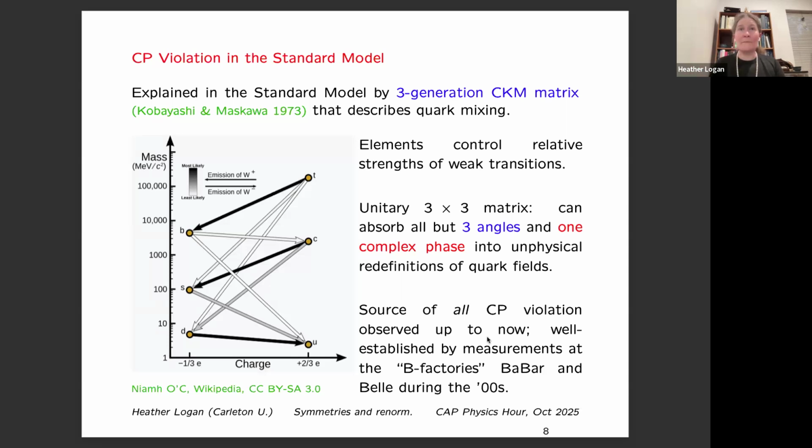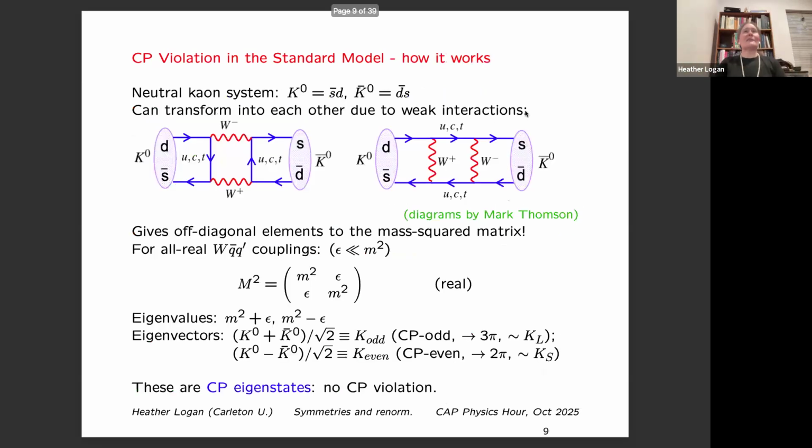up till now, okay? I say definitively because there are hints of CP violation in experiments doing neutrino oscillations, but they're not quite at the 5 sigma level, right? For being able to say this is definitively there, okay? And this paradigm of the CP violation here was well established at the so-called B factories, BaBar and Belle, during the 2000s, okay? So how does this work?